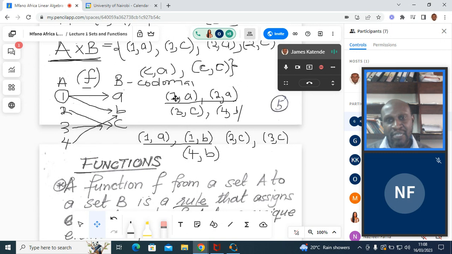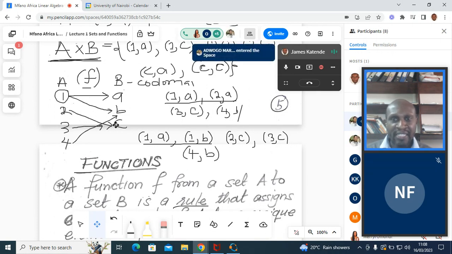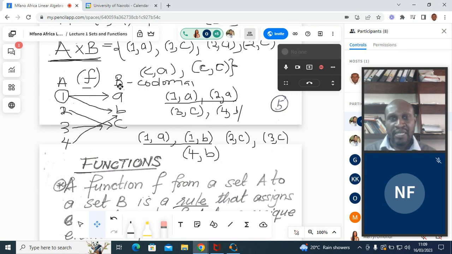If any element has 1 in the first slot, it will be the only element in the set. There will only be one element with 1, only one element with 2 in the first slot, only one element with 3. The other elements are left out. For instance, if you are writing out A cross B, there are many other elements you can add, say like 1 and C, but it is not here. So basically, this is a subset of the Cartesian product of A and B.